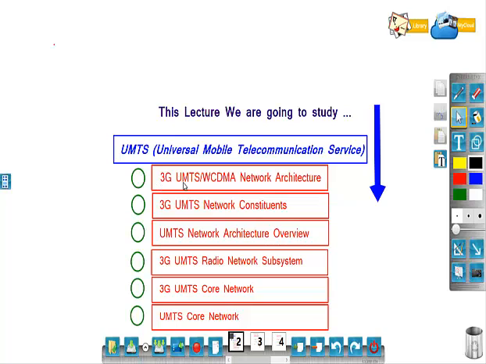So first we are going to cover 3G UMTS WCDMA network architecture, then second, 3G UMTS network constituents, then third, UMTS network architecture overview, 3G UMTS radio network subsystem, 3G UMTS core network, UMTS core networks. So all this will add up to UMTS. First we would start with the first session of UMTS, the 3G UMTS WCDMA network architecture.